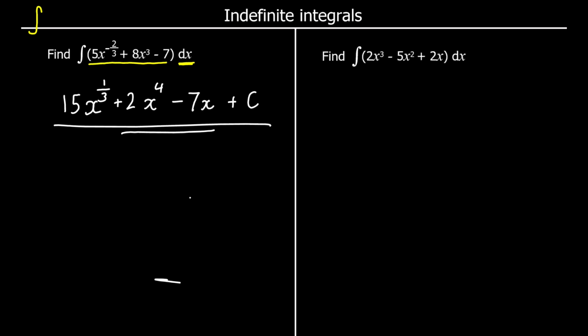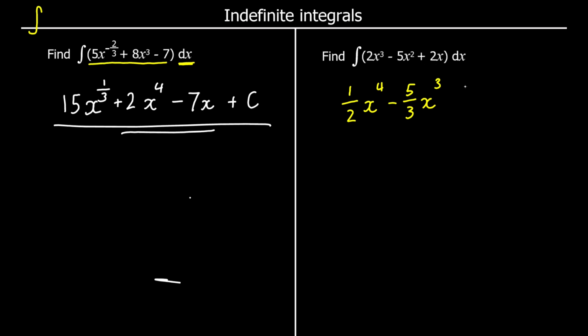So integrate 2x cubed minus 5x squared plus 2x with respect to x. So add 1 to the power, divide by the new power. So the power becomes 4. 2 divided by 4 is a half. The next term, add 1 to the power. So that becomes a 3. And divide by the new power. So 5/3 x cubed. And we've got 2x.